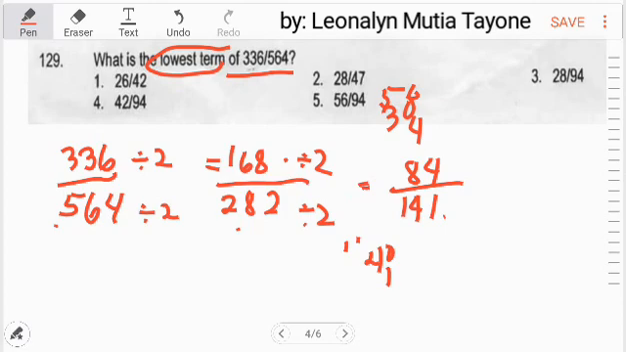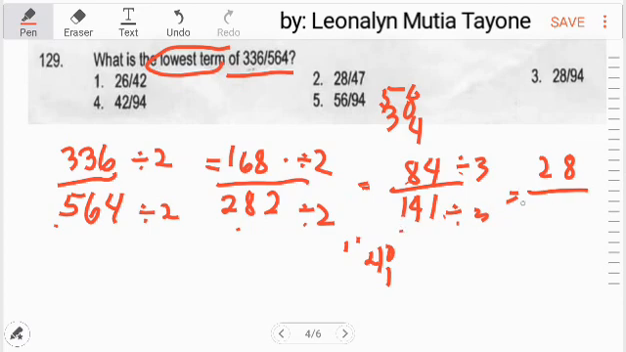I-try natin i-divide ng 3 ang dalawa. Si 84, obviously, ma-divide siya ng 3. Pero isa-isahin natin. 8 divided by 3, that is 2, 6. Tapos, 2 na 24 divided by 3, that is 8. Therefore, 84 divided by 3 equals 28.